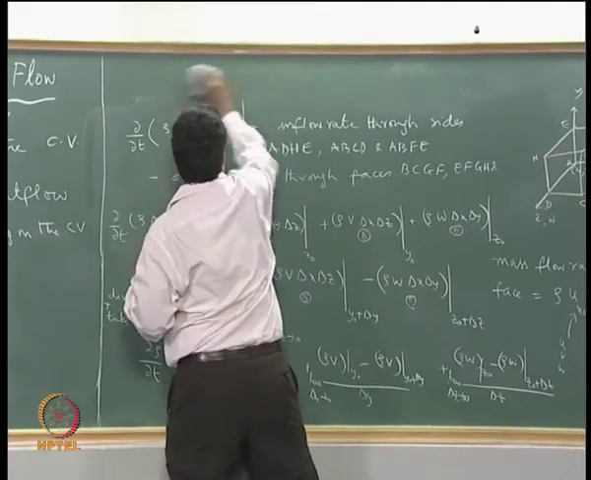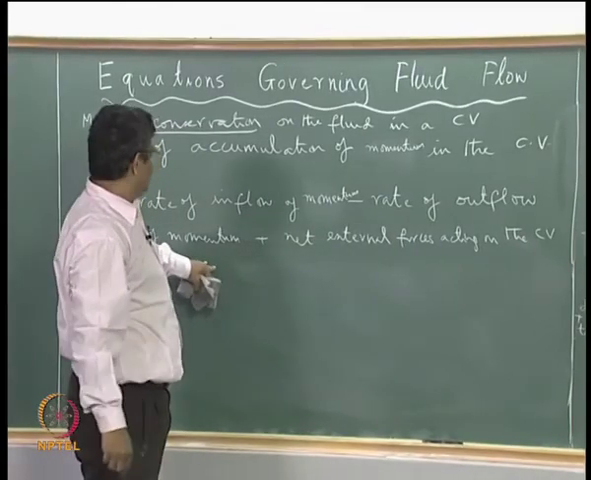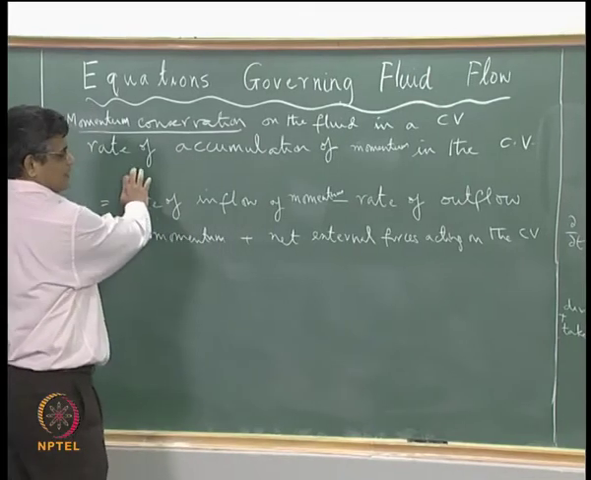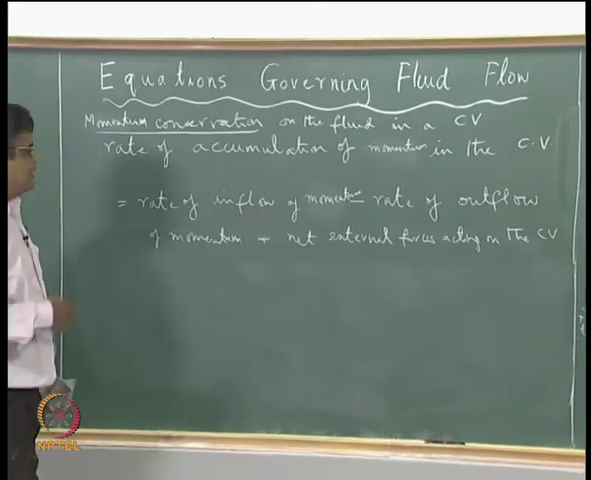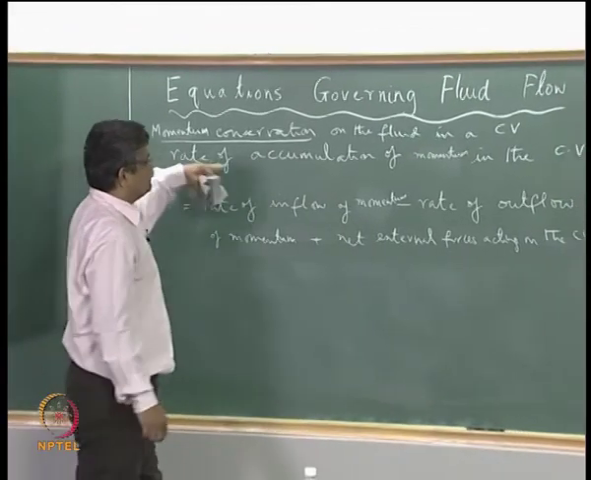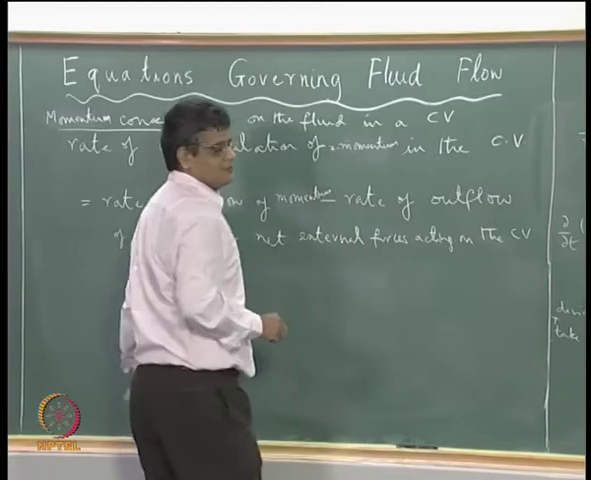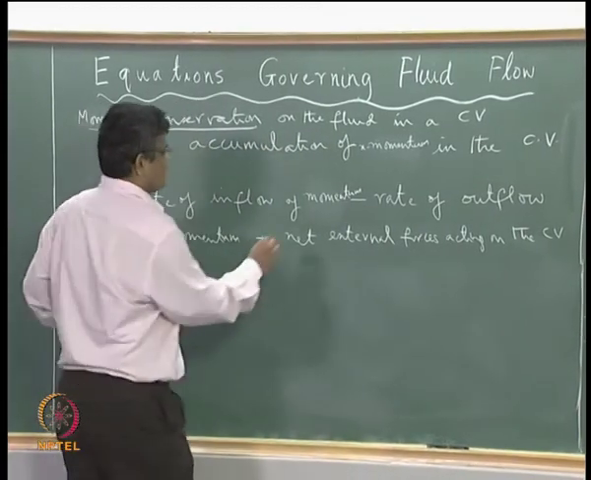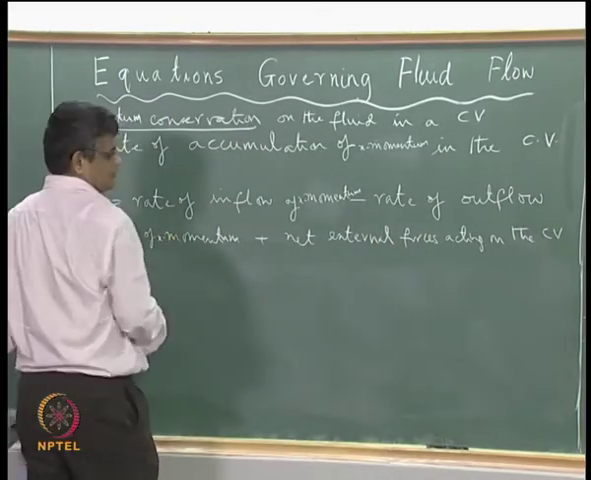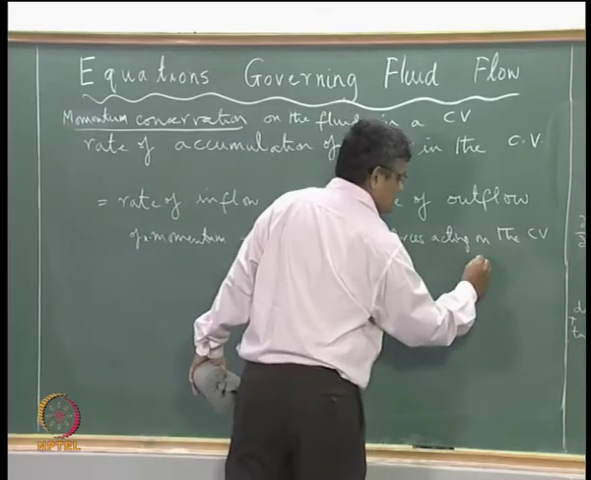We can make use of what we have already derived and modify this slightly. We note the fact that momentum is a vector quantity unlike mass. So this equation has 3 components, and in each of the 3 components this equation is valid. So we can say that rate of accumulation of momentum in the x direction, which we call x momentum, is equal to rate of inflow of x momentum minus rate of outflow of x momentum plus net external forces acting on the control volume in the x direction.